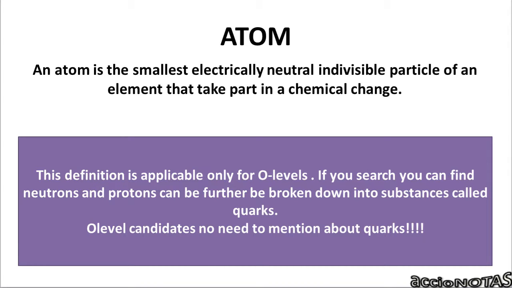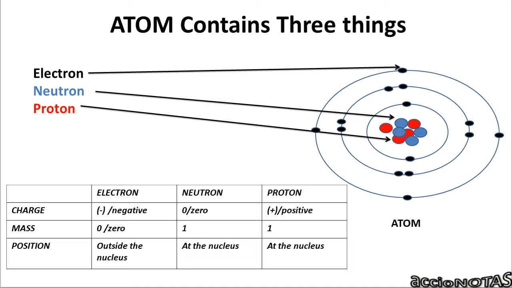Now, what are neutrons and protons? An atom contains three things: electron, neutron, and proton. The differences are: electrons are negatively charged, neutrons have zero charge, protons are positively charged. Electrons have zero mass, neutrons have mass, and so do the protons. Now, electrons are located outside the nucleus. Neutrons and protons stay in the nucleus.